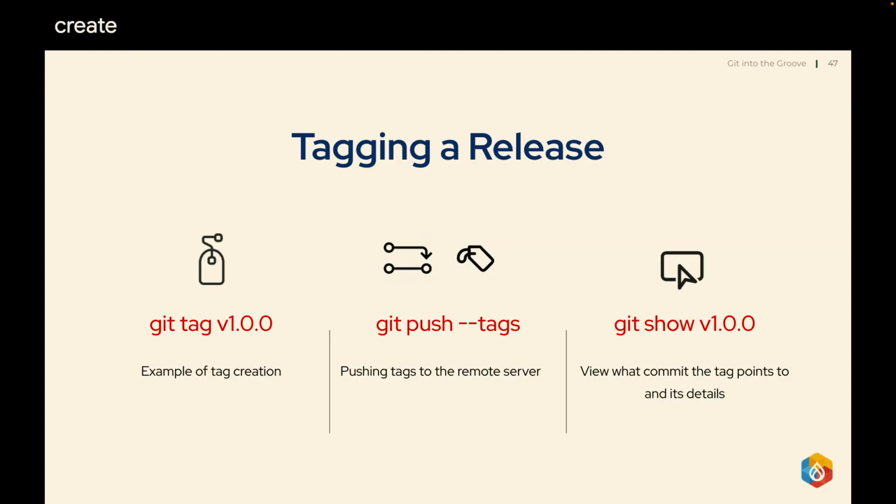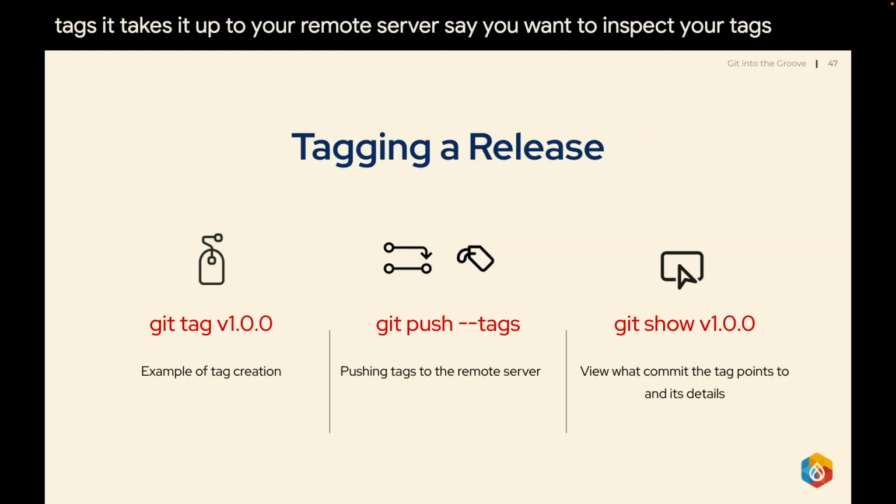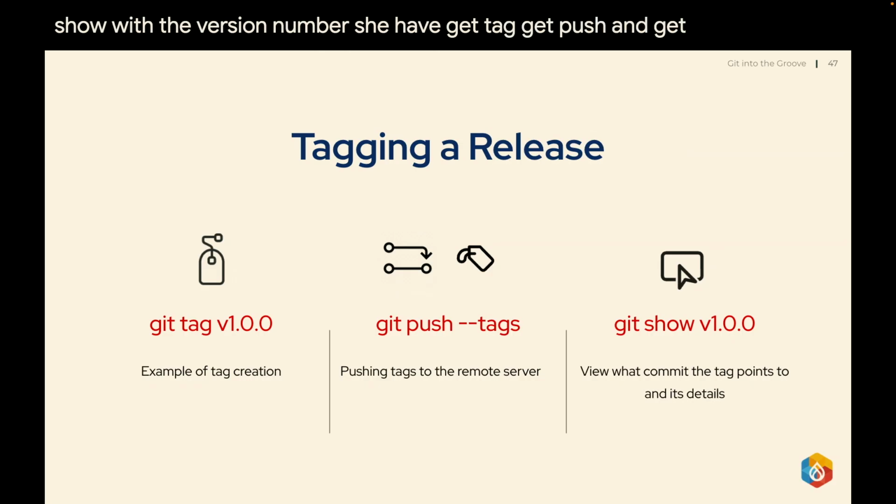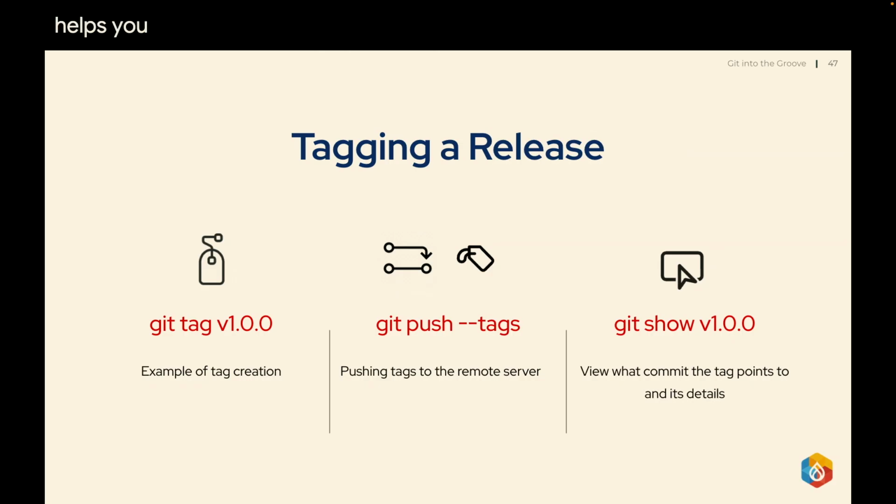To create a tag, we'll do git tag and the name of our version if we're doing a version. If you want to push it to your remote, it's git push with the --tags flag. It takes it up to your remote server. Say you want to inspect your tags, see what commit the tag points to and its details. You can do git show with the version number. So you have git tag, git push, and git show. It really helps you track the important events in a project's life cycle, like releases, hotfixes, and experimental milestones.